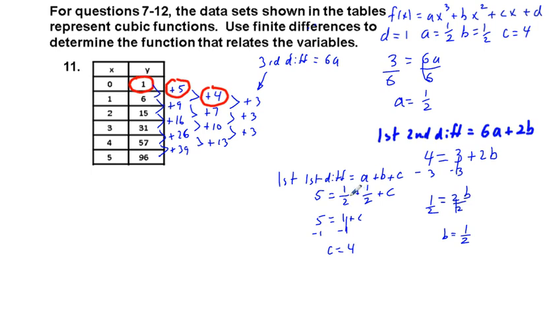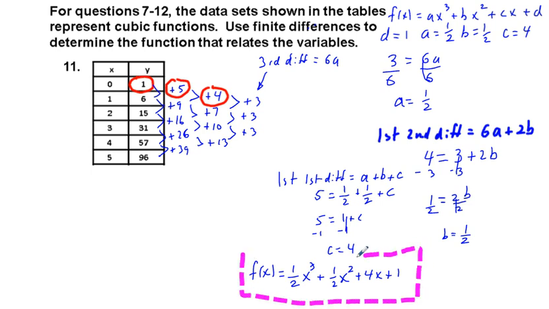And so our entire equation is going to be f of x is equal to a, which is 1/2 x cubed, plus b, and b is also 1/2 x squared, plus cx, and c is determined to be 4x, plus d, and d is going to be 1. So this is going to be our function, our cubic function here.